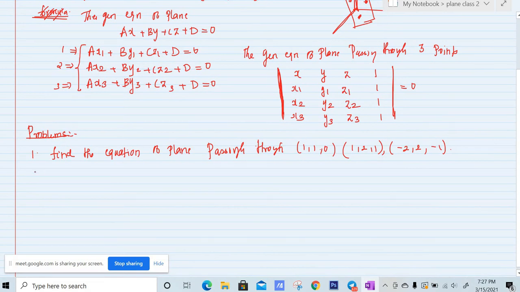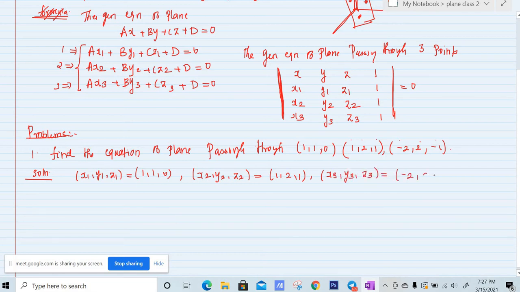So we will do this for the solution. You can see our x1, y1, z1 are 1, 1, 0, and our x2, y2, z2 are 1, 2, 1. So this is x1, y1, z1, this is x2, y2, z2, and our x3, y3, z3 is equal to minus 2, 2, minus 1. So what we need to do is find the equation of plane that has to pass through these 3 points.